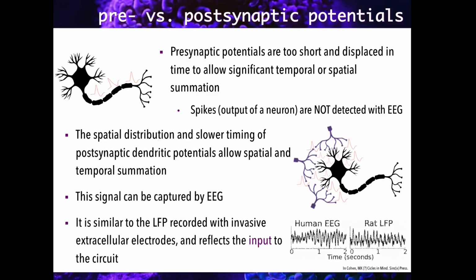This means that the signal that we record with EEG is similar to the local field potentials registered with invasive methodology in the brain of non-human animals, which reflects the input to the system. Even though these two signals are not exactly the same, they have similar characteristics. Not all postsynaptic potentials happening in the brain are reflected on the EEG. These have to fulfill another set of requirements.